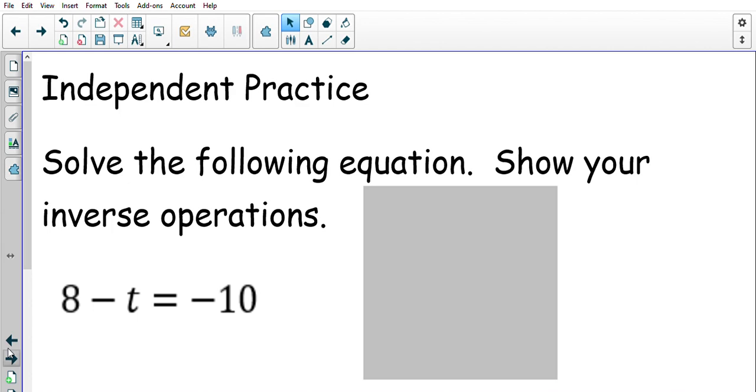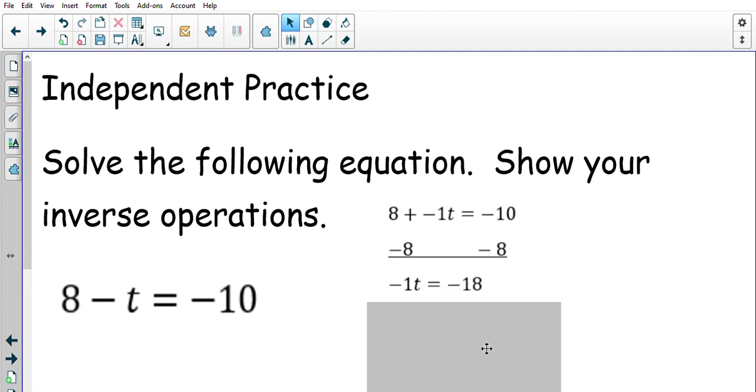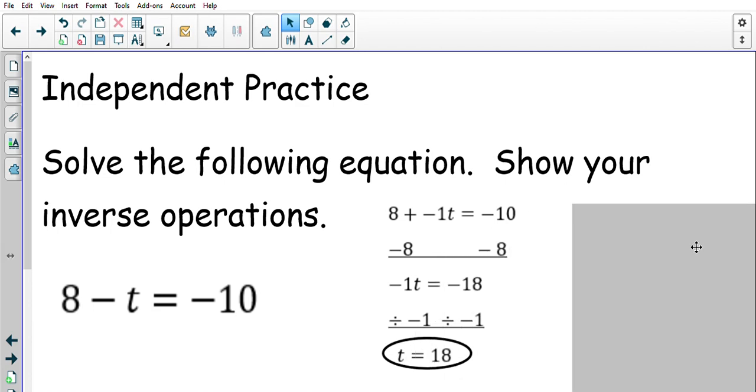Okay, I hope you gave this one a try because again, these problems are really important for us. The variable t comes after subtraction, so we are going to add the opposite and write it as 8 plus negative 1t equals negative 10. We're first going to get rid of that plus 8 by subtracting 8 from both sides. So that gets us negative 1t equals negative 18. Now divide both sides by negative 1, and you're going to end up getting t equals positive 18 for your solution.